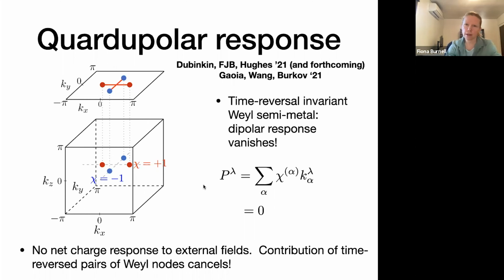And now you can ask yourself, what's in the bulk that's going to cancel the kind of surface anomaly that we have, which has this quadripolar pattern? Here again was a picture of our surface. We wanted to have these lines, this sort of structure of lines along kx equals 0 and along ky equals 0.